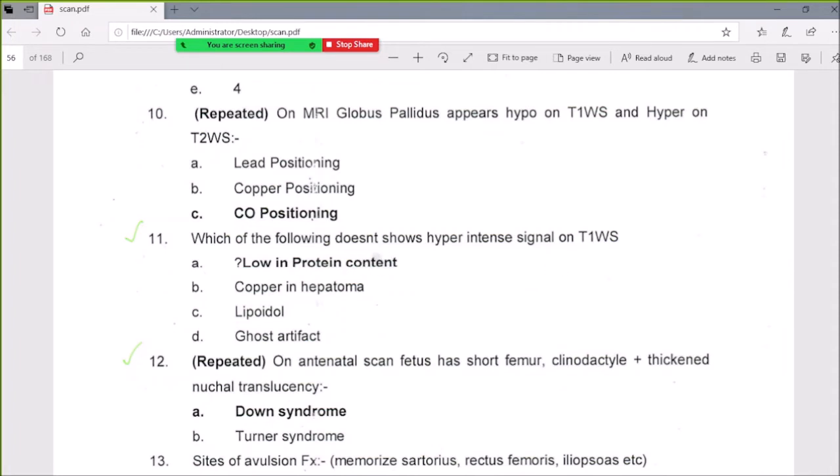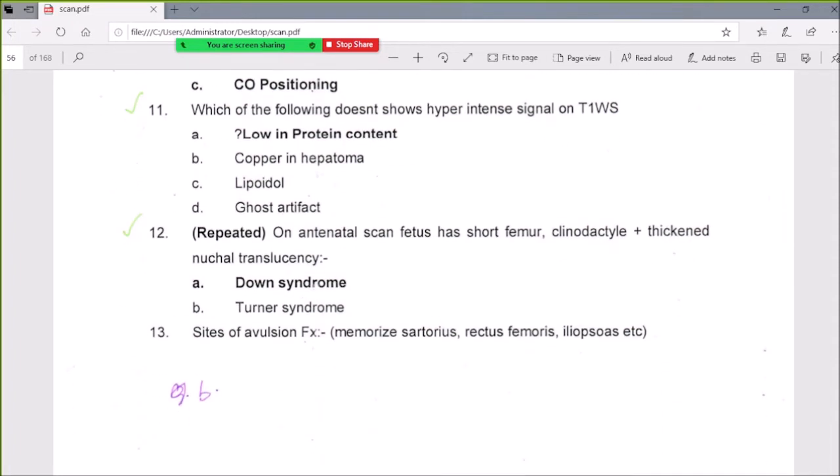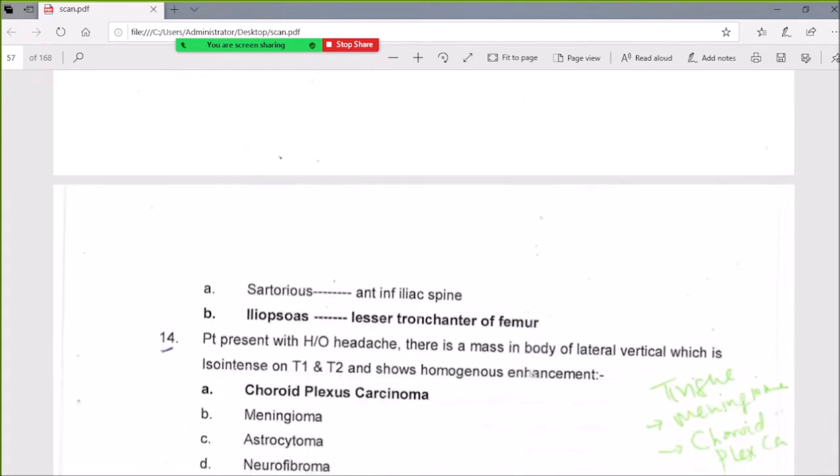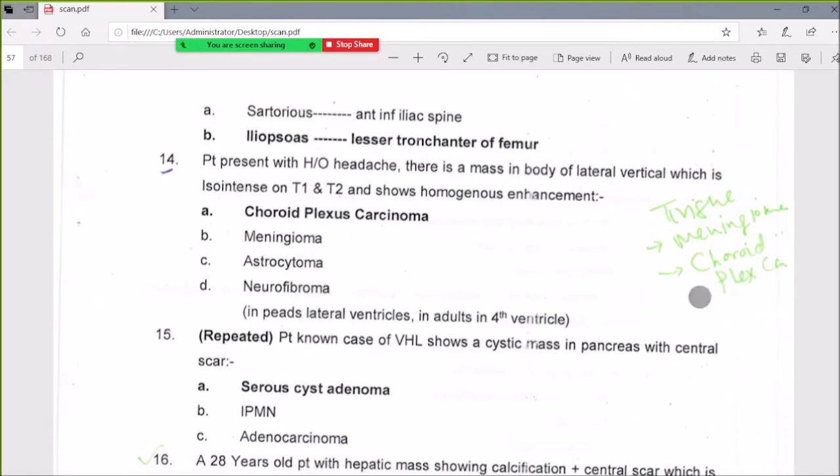12. On antenatal scan, fetus has short femur, clinodactyly and thickened nuchal translucency: Down syndrome. 13. Sites of avulsion fracture, memorize: sartorius, rectus femoris, and iliopsoas. Sartorius from anterior superior iliac spine, rectus femoris from anterior inferior iliac spine, and iliopsoas from lesser trochanter avulsion. Iliopsoas, lesser trochanter femur.